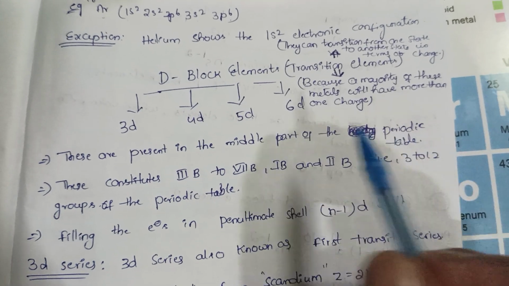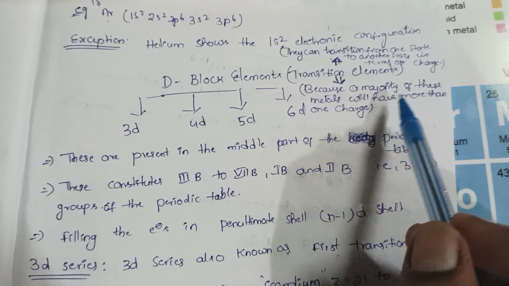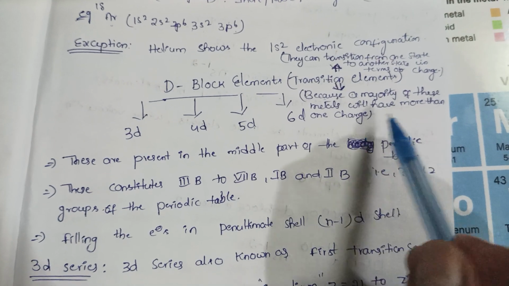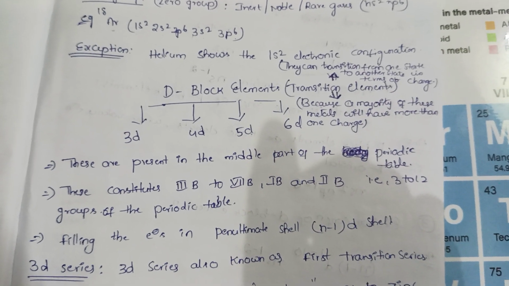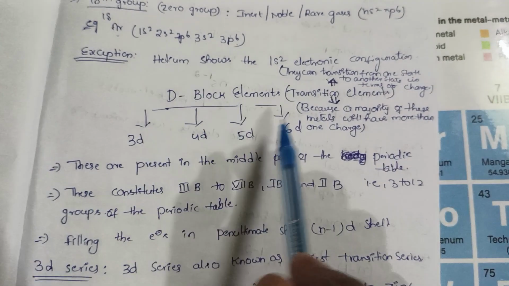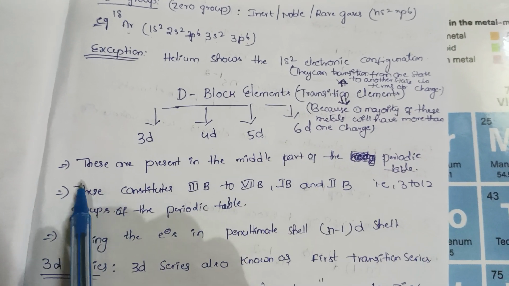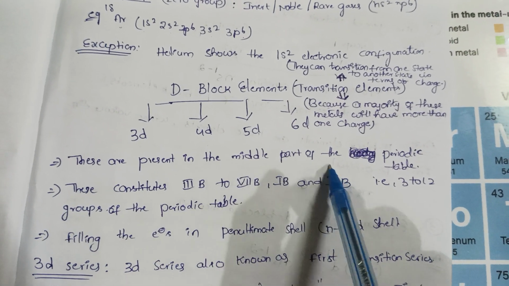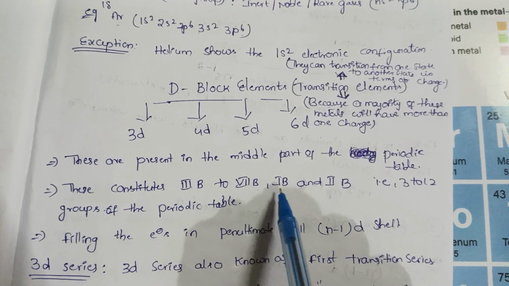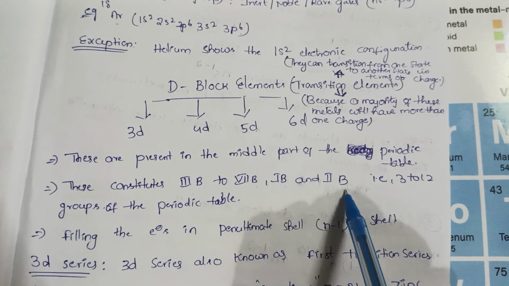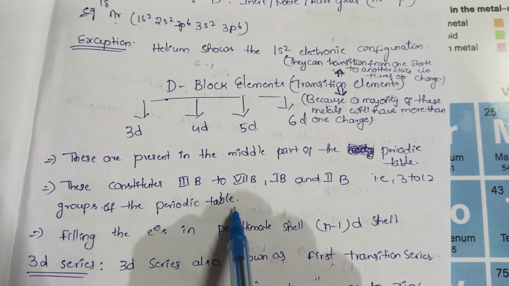D block elements, also known as transition elements, because a majority of these metals have more than one charge. They can transition from one state to another in terms of charge. D block elements are again classified into 3d, 4d, 5d and 6d. These are present in the middle part of the periodic table. They constitute groups 3B to 7B, 1B and 2B, which are groups 3 to 12 of the periodic table.